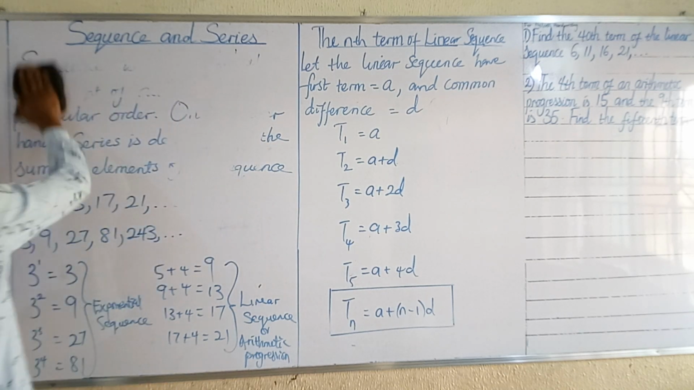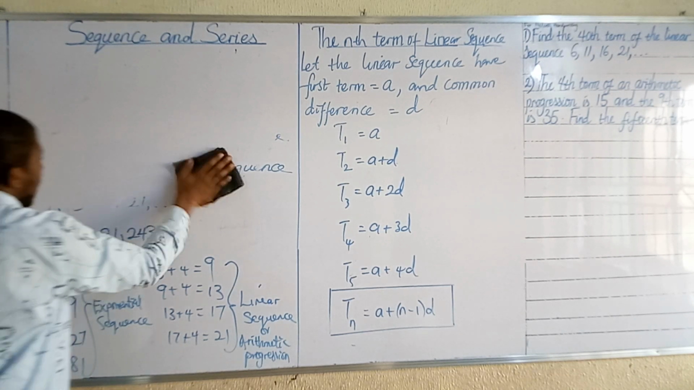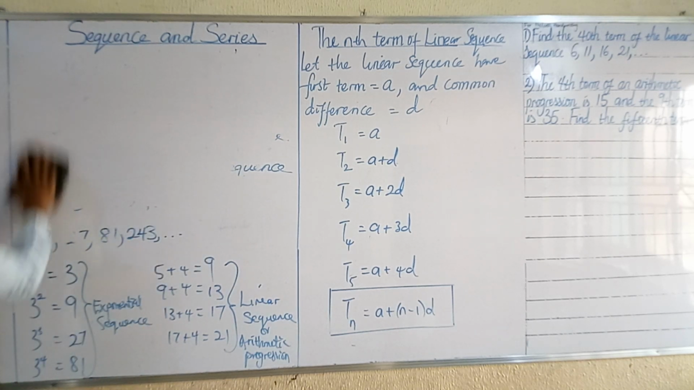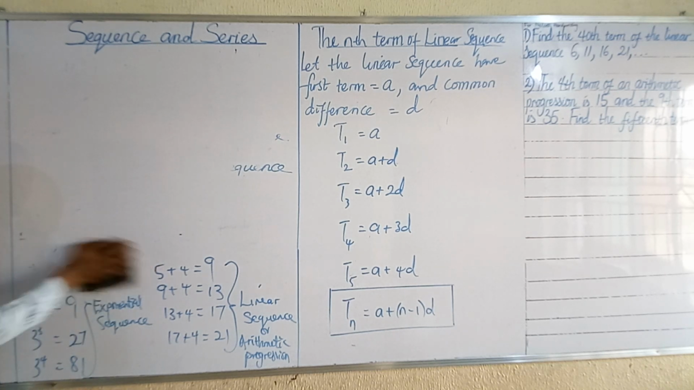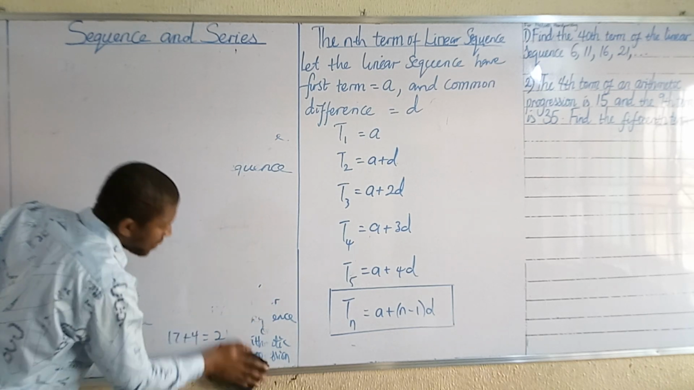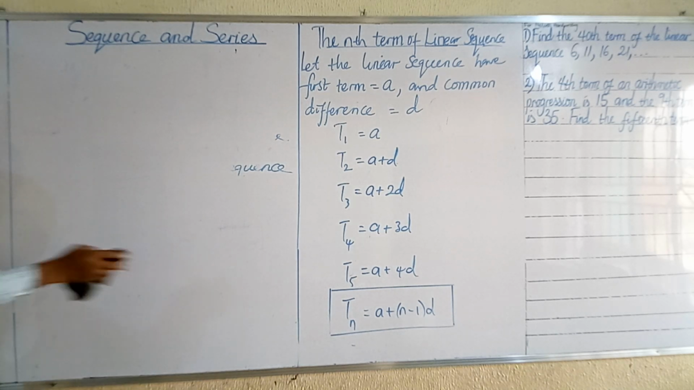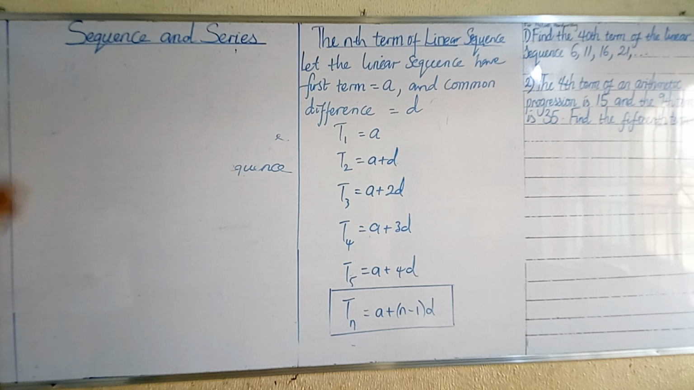I will raise this part to solve the question. Remember that I said sequences that involve addition and subtraction, we refer to them as linear sequence. Another name for it is arithmetic progression. Okay, so we have the nth term of a linear sequence. Then that question is revolving under linear sequence. So we have question 1 to solve, and it says find the 40th term of the linear sequence 6, 11.